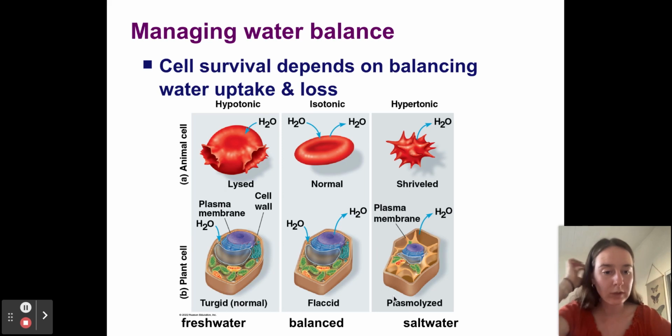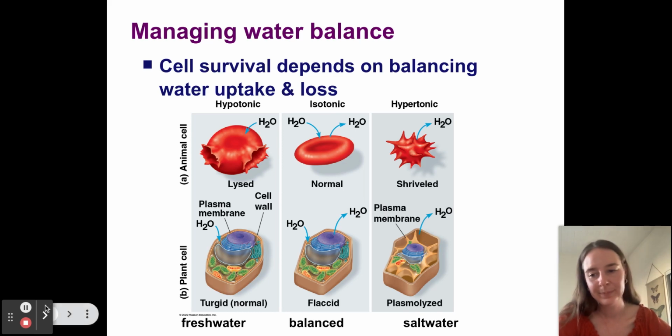And then if you put your plant cell in salt water, remember the salt water has a high concentration of solute on the outside compared to the inside. So there's more water on the inside compared to the outside, and water will flow from the high concentration of water on the inside out toward those solutes on the outside. The central vacuole will shrivel up, and this is called plasmolyzed, which basically means the plant cell will shrivel, which is why you probably don't want to water your plants with salt water.